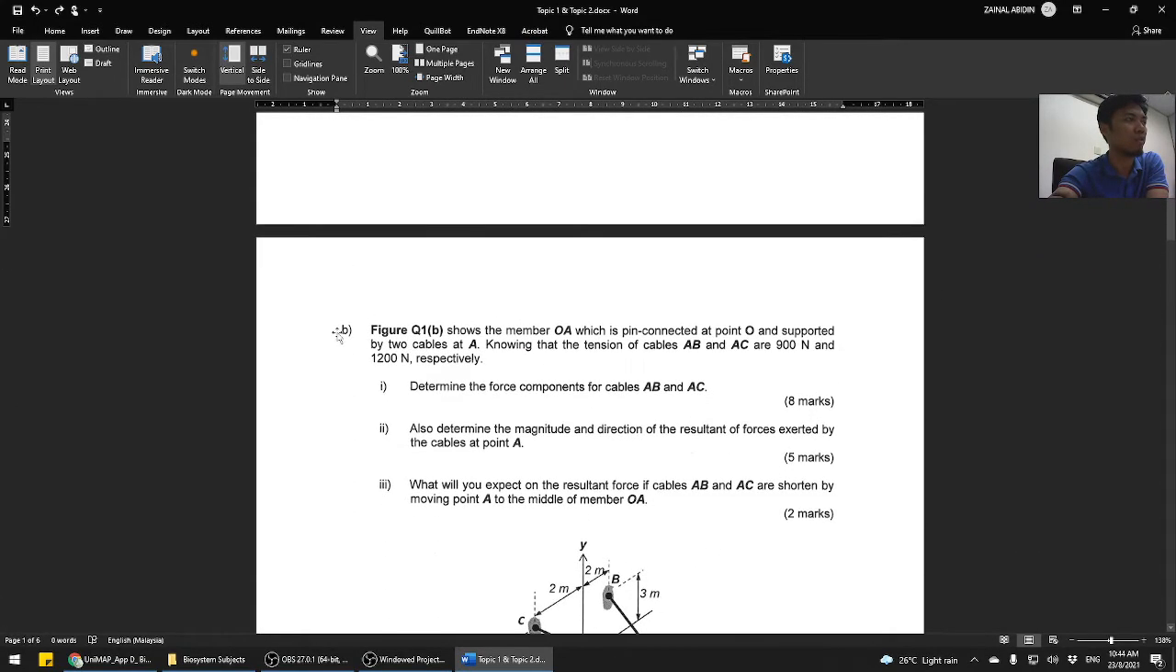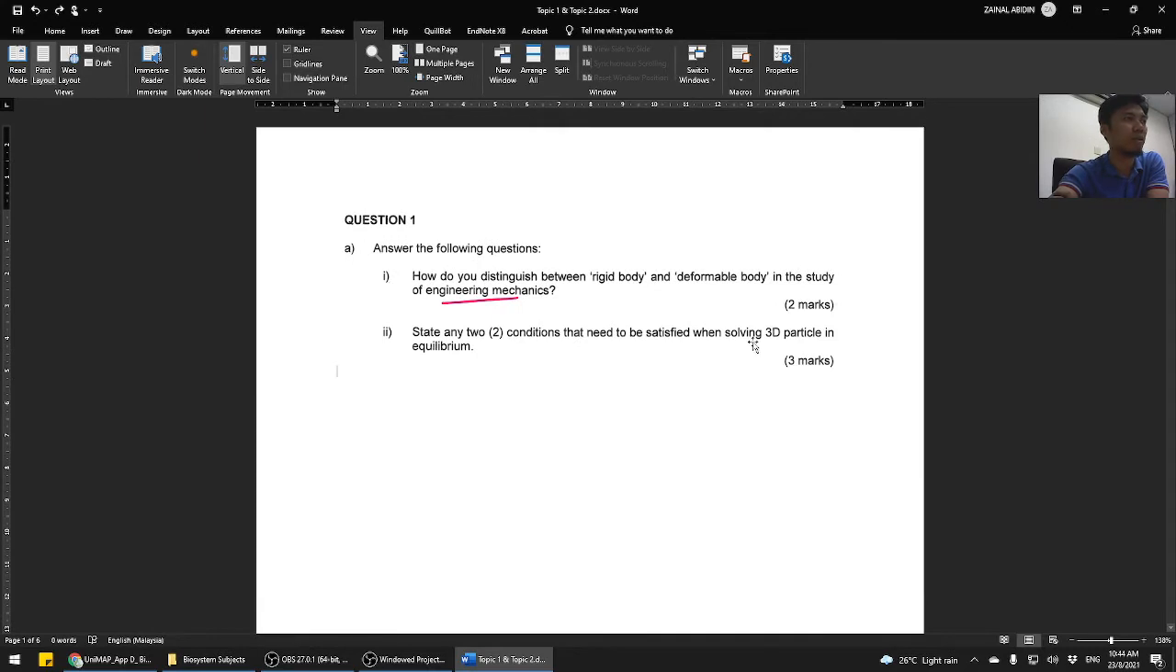Okay, for this example question, question one here, this is question 1A. Question 1A will test you on the theoretical part of that topic. For example, here, how do you distinguish between rigid body and deformable body? So senang saja. Rigid body is something that, if you press it or give it some force, the body is not changing. That's what we call a rigid body.